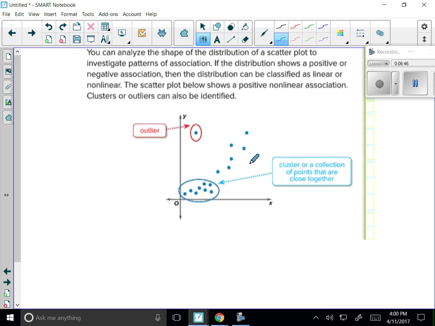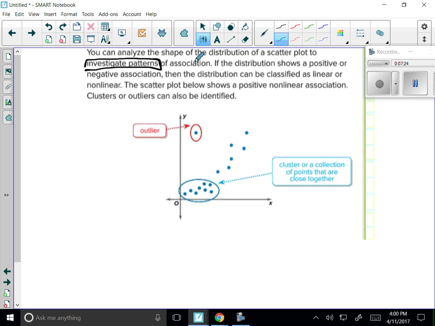All right, and at the bottom of that same page, it says you can analyze the shape of the distribution of a scatter plot to investigate patterns of association. So really right here, investigating patterns is what we're concerned with, because you can see here in this picture, we have a couple circles and pointers and all of that kind of stuff. We'll get to that. Now it says, if the distribution shows a positive or negative association, then the distribution can be classified as linear or nonlinear. The scatter plot below shows a positive nonlinear association. Clusters or outliers can also be identified. Wow, they just gave us a lot of information.